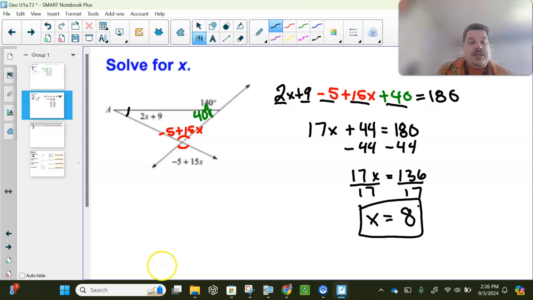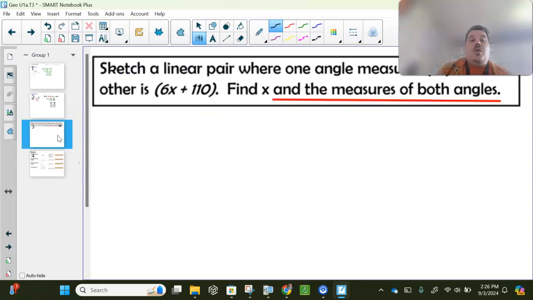And we have one more example to go over. There is a little bit of review notes at the end of this, but we're not going to go over that in this video. We are going to go over this next example, though. We are going to sketch our own linear pair where one of our angles is 8x and the other is 6x plus 110. We need to find three things in total: the value of x and the measures of both angles.